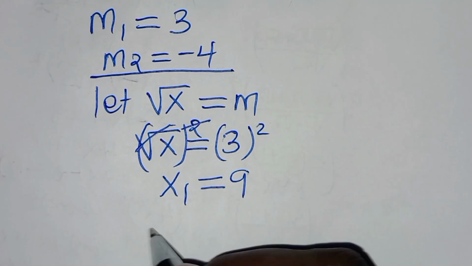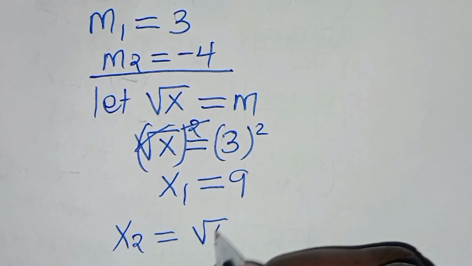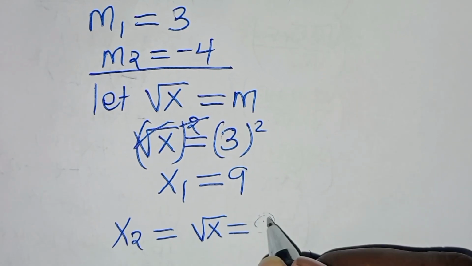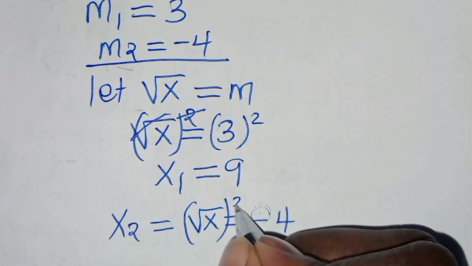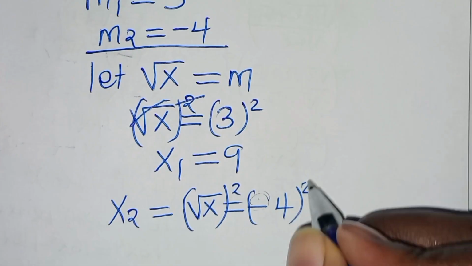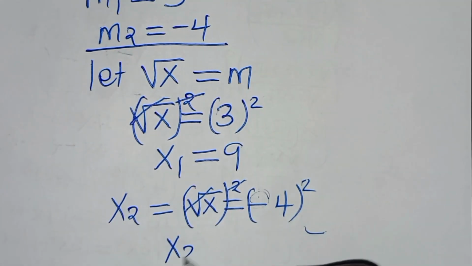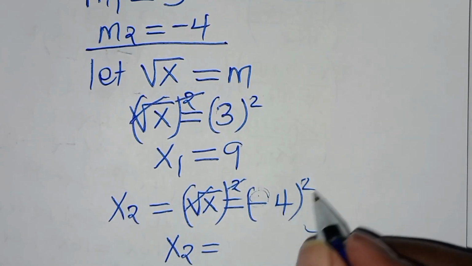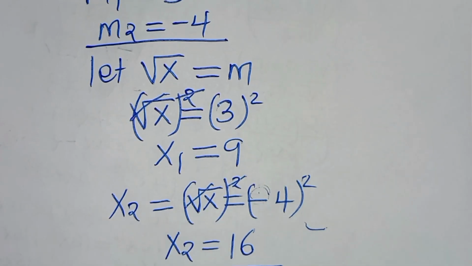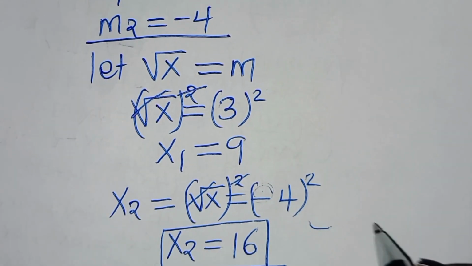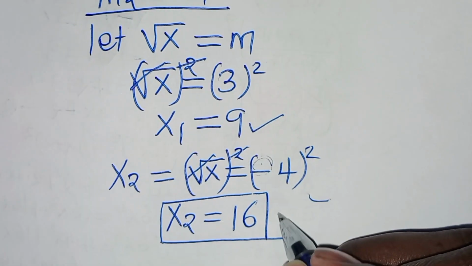Let's solve for x2. x2 in this case is equal to the square root of x. This is equal to m2. m2 is minus 4. So let's square both sides from here. And this implies that the square root of x squared, this means that x2 is equal to minus 4 squared, which is equal to 16. So this is the value of x2. x1 is 9 from here, and x2 is equal to 16.